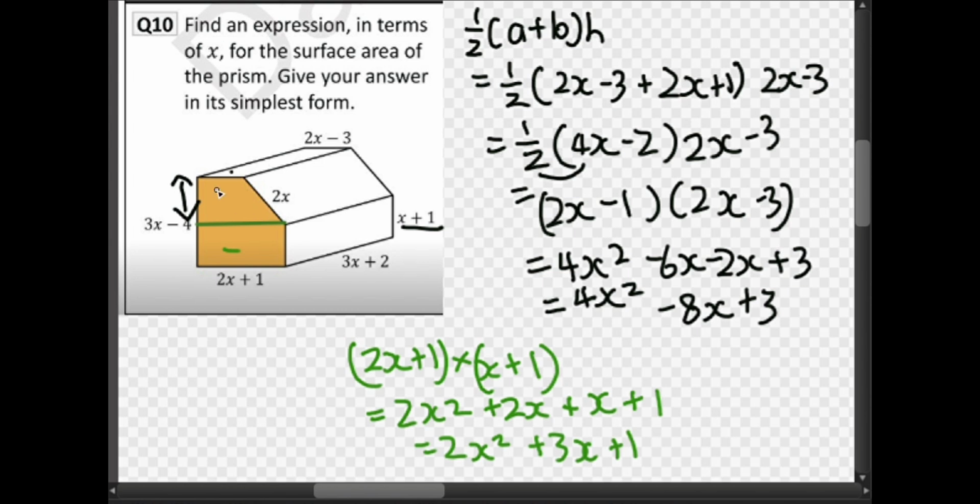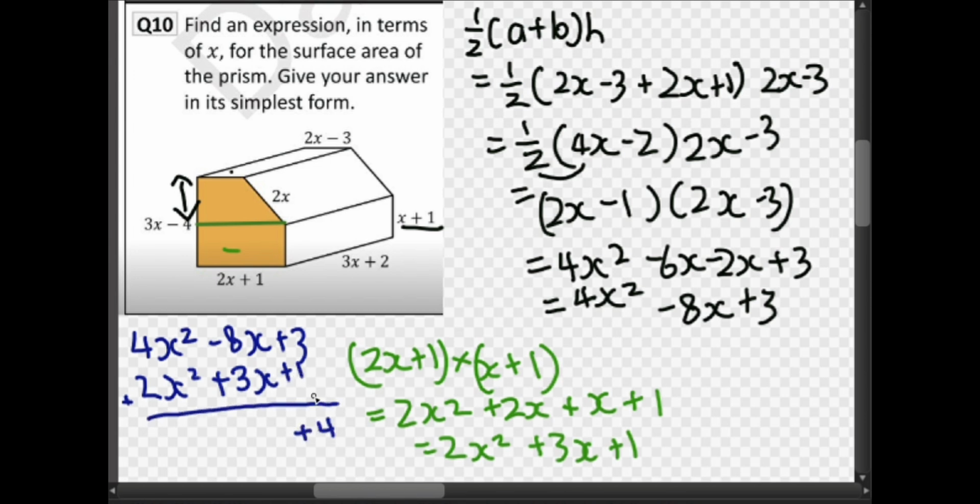Okay, now to find the total surface area for the yellow part, we basically just add both parts up. So 4x squared minus 8x plus 3 plus 2x squared plus 3x plus 1. The answer will be 6x squared minus 5x plus 4, which will be the area for this yellow face.